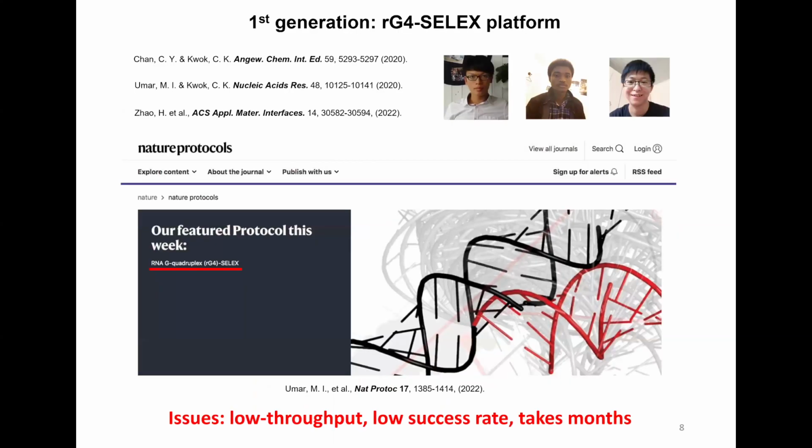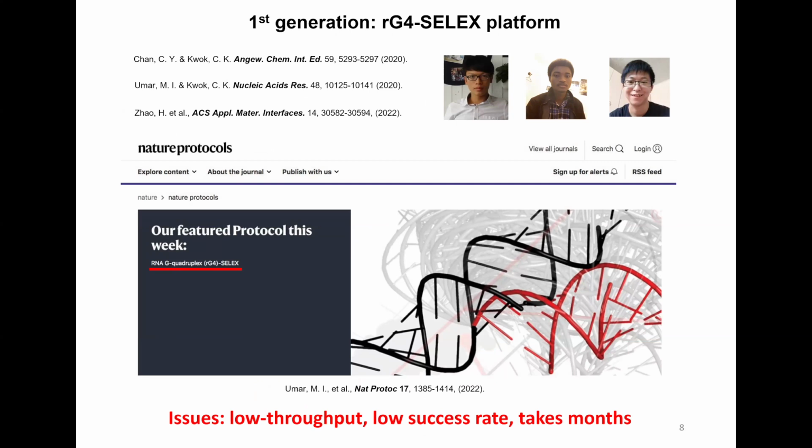So I mentioned this is my second time here. The first time I already presented the first generation of the platform, RG4 SELEX. The protocol is out, so you can follow it step by step if you're interested. The issue with that first generation at the time is low throughput. We used standard sequencing, the old version of it.